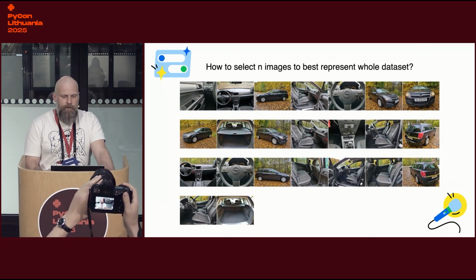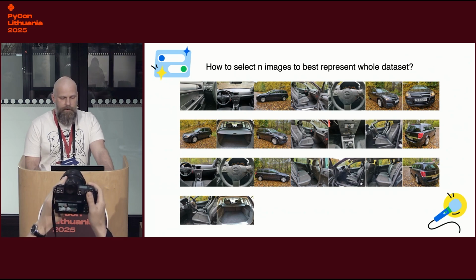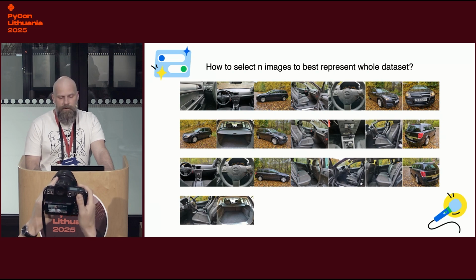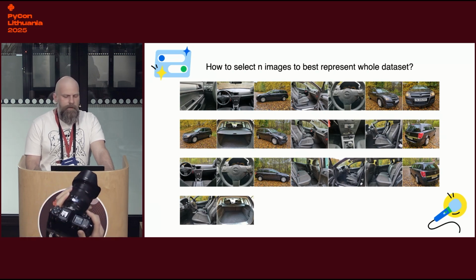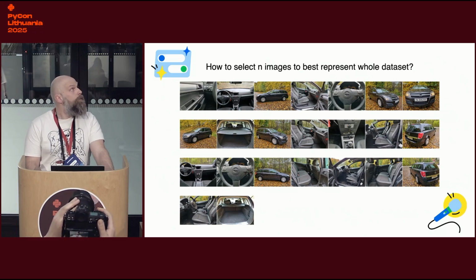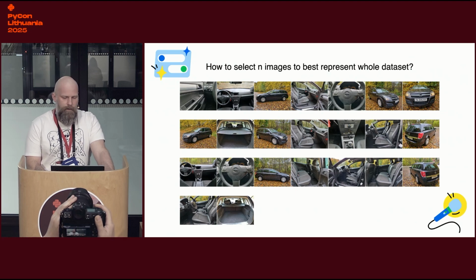So let's look at the first problem. For example, we have a set of images, and we want to select, let's say, 5 images from this data set, and some of them are very similar. So we can safely discard probably a lot of images seen here. So how can we think about it? Let's do a little demo.